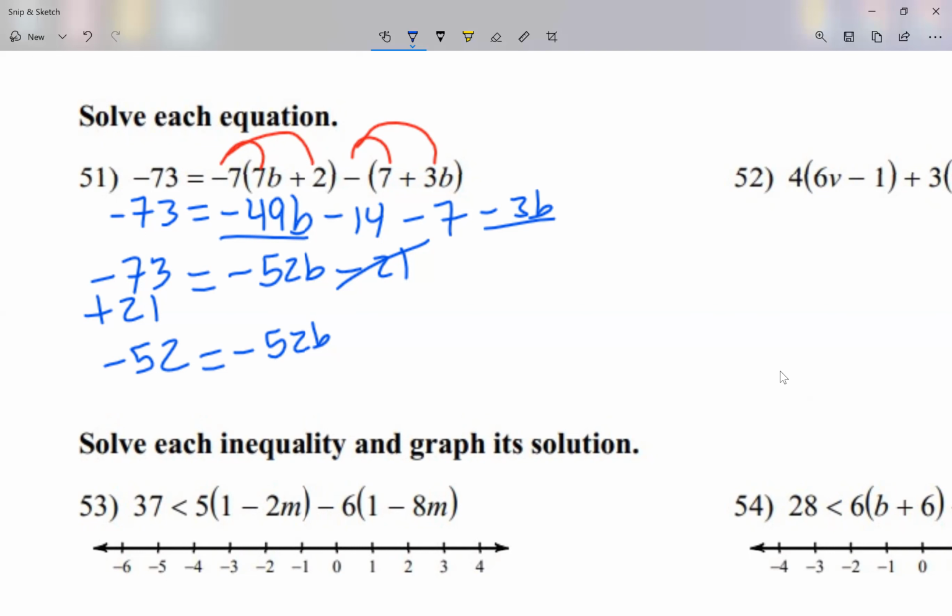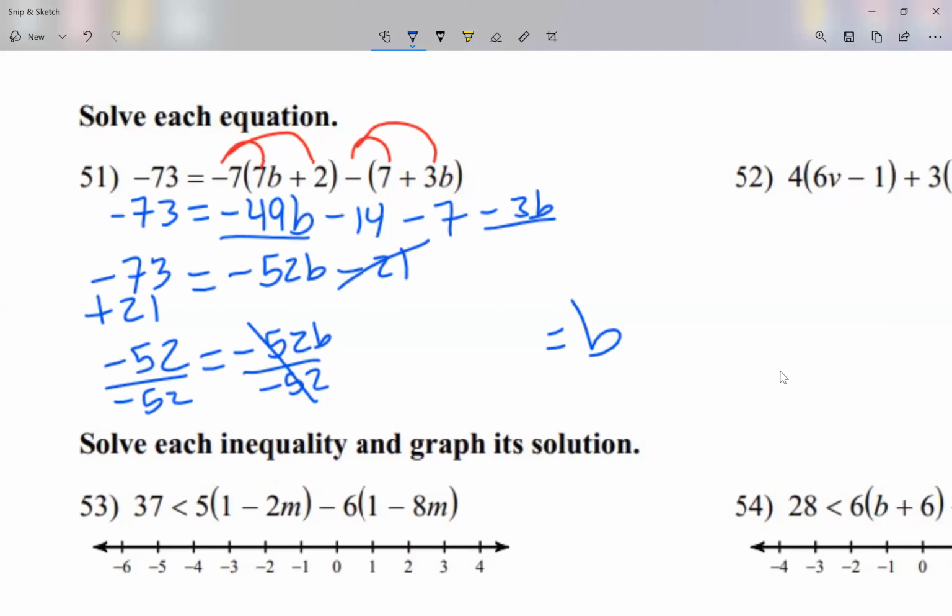Now to get b by itself, let me divide both sides by -52, the number in front of it. So we say that cancels out, but it's really just a 1b. For space, let me just write it up here. On the left side, negative divided by negative is positive. 52 divided by 52 is 1. So b is equal to +1.